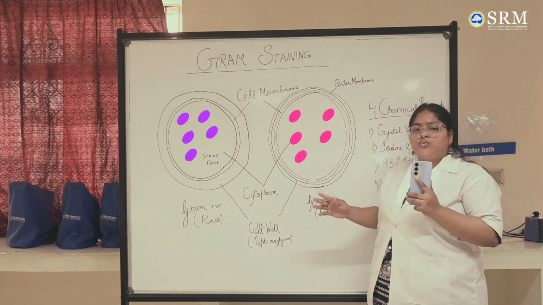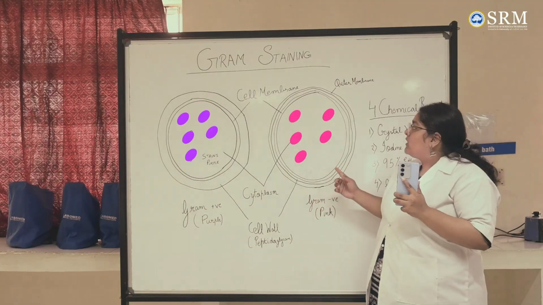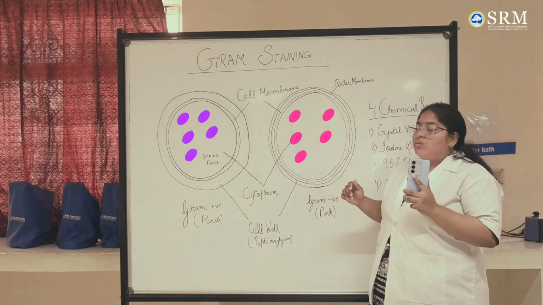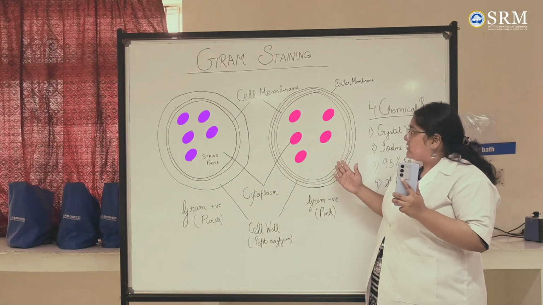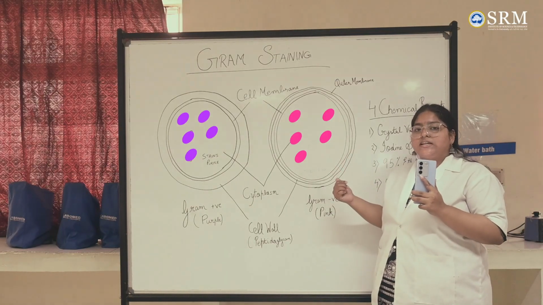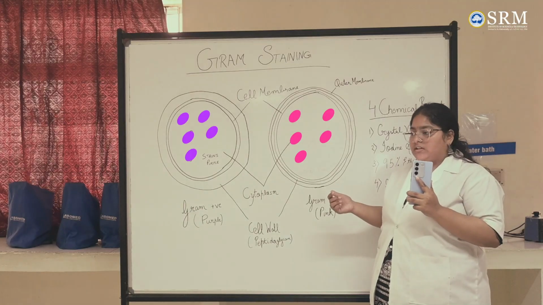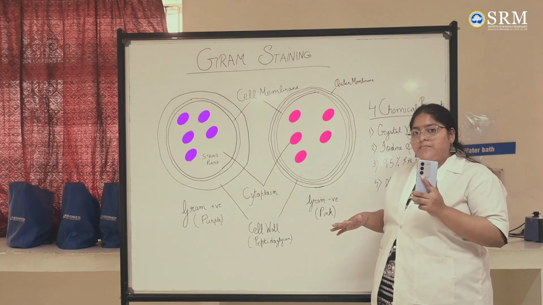usually made up of 10 to 20% of peptidoglycan. It also contains an outer membrane, which is usually made up of lipopolysaccharides and gives a negative charge to this bacteria. They lose the primary stain and take up the counterstain, safranin, and turn pink in color.